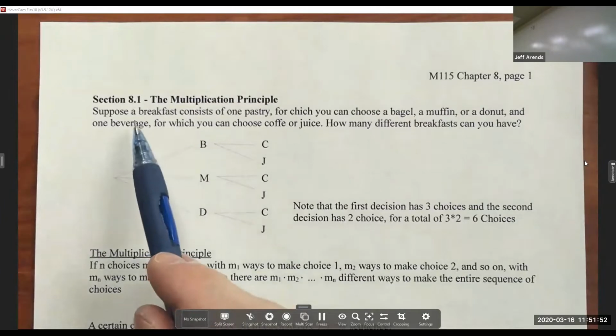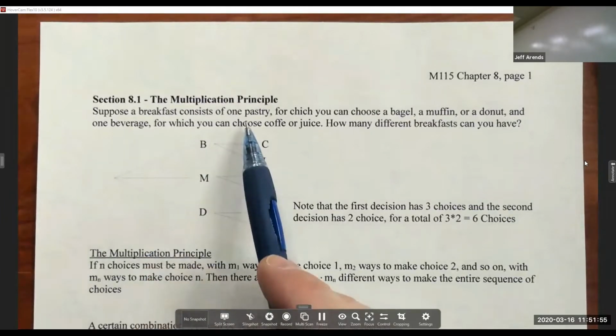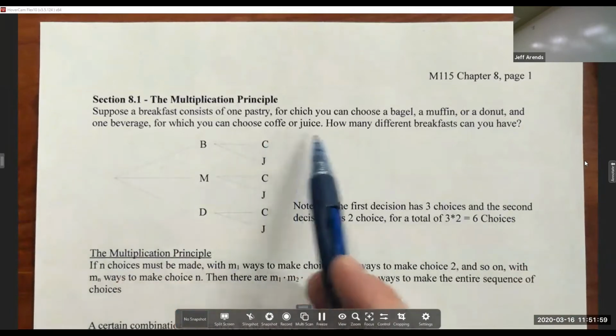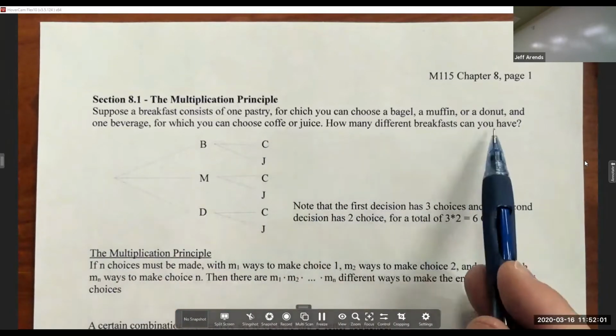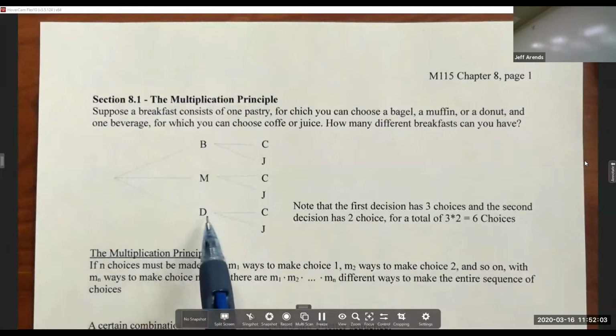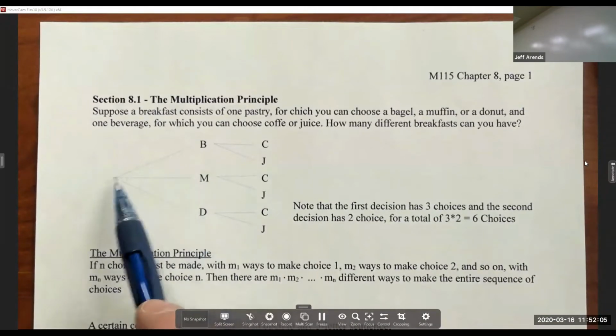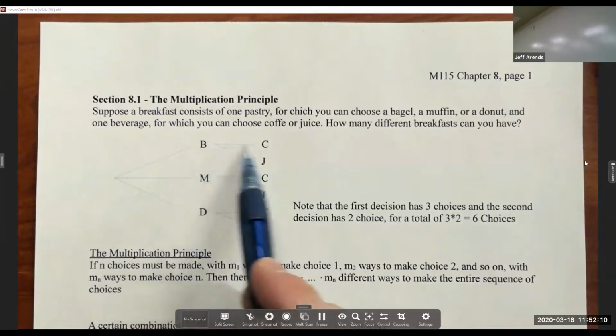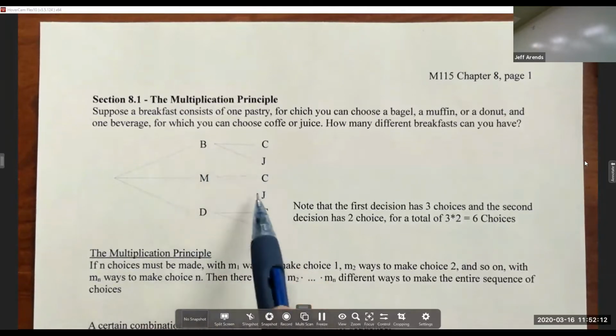We have a breakfast that consists of one pastry, for which you can choose a bagel, a muffin, or a donut, and one beverage, for which you can choose coffee or juice, and we're trying to figure out the total number of different breakfasts you can have. You can see this is kind of represented by a tree diagram here. Your first choice is what pastry you're choosing. And then given that pastry you've chosen, you can either choose coffee or juice.